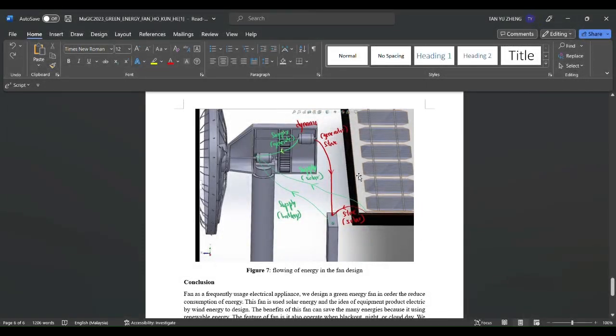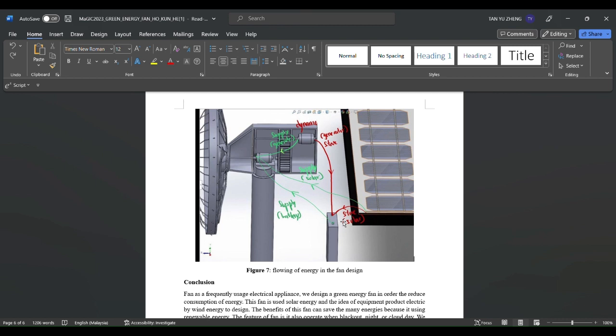So now I will explain the flow of energy in the fan design. In the day, the solar panel will receive the light energy and store it. Then the energy will be transmitted in two directions: one to the DC motor, one to the battery. 50% of the energy will be transmitted to the DC motor and 50% to the battery. Since the fan blade and the gear are on the same axis as the DC motor, when the DC motor rotates, the fan blade and the gear also rotate.